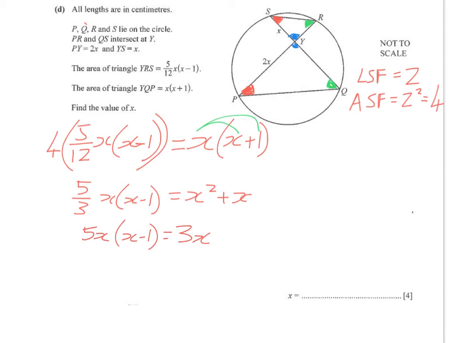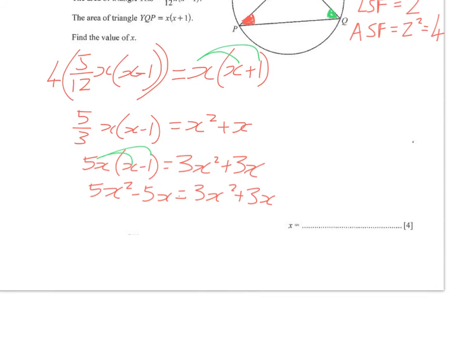That gives me 3x squared plus 3x. Now I can multiply out my left hand side, so I get 5x squared minus 5x is the same as 3x squared plus 3x. I think I'm just going to move everything on the right over to the left. I've obviously got a quadratic, so the first thing to do with any quadratic is make it equal to 0, then we can think about how we're going to solve it. So 5x squared take 3x squared gives me 2x squared. Negative 5x subtract 3x would give me negative 8x.